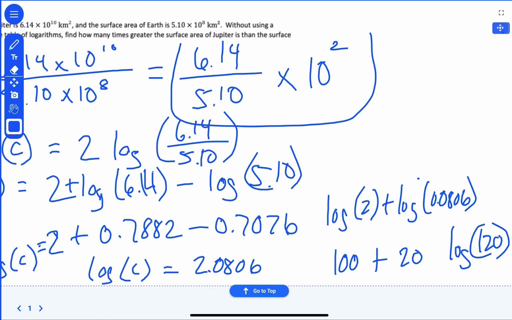So what would we say as the answer to the question? How many times greater is it? Well, it's approximately 120 times greater than Earth. So think about the surface area that we have here on Earth, and then think about Jupiter is 120 times that of Earth. It's a big old ball. Okay?